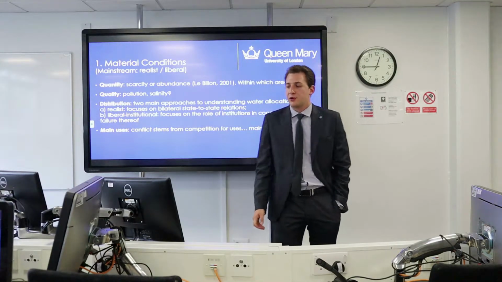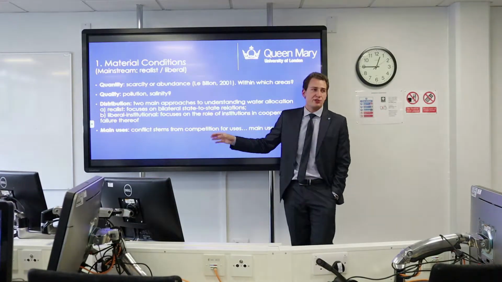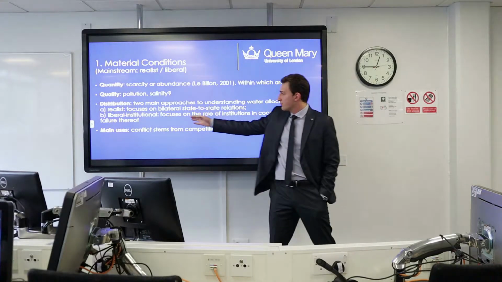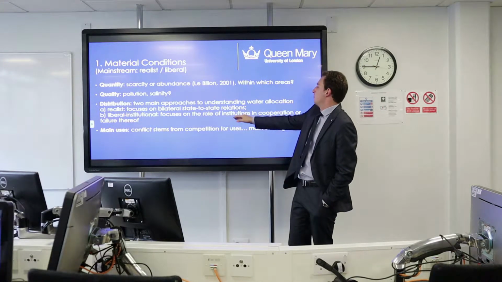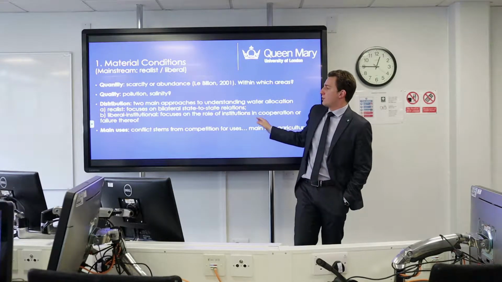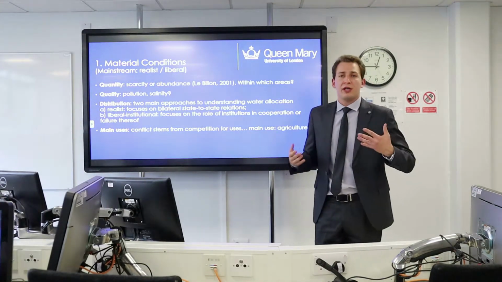realists would often focus on bilateral state-to-state relations in the way that conflict gets shaped and in the way that conflict potentially gets solved. Whereas liberals, or liberal institutionalists rather, would focus on the role of institutions in terms of cooperation, or why and for what reason something is failing.